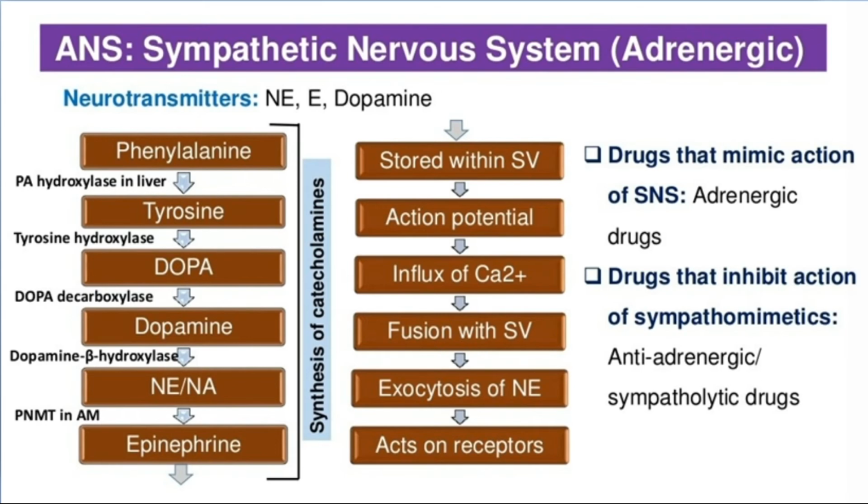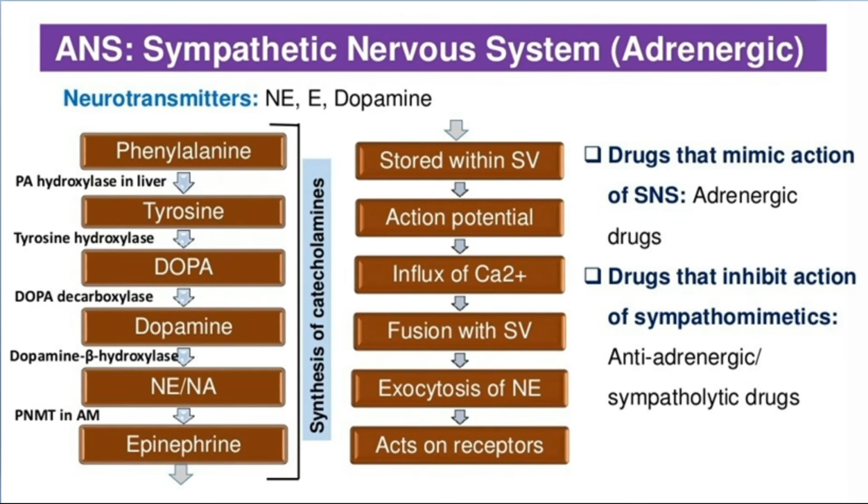Then this epinephrine is stored in the synaptic vesicle. Then when the action potential comes, the influx of calcium 2 plus occurs. It leads to the fusion of synaptic vesicle with the membrane of the presynaptic neuron. It leads to the exocytosis of norepinephrine. So the norepinephrine now is released into the synaptic cleft. Okay, the norepinephrine in the synaptic cleft binds to postsynaptic neuron receptors. Then further action potential generates.